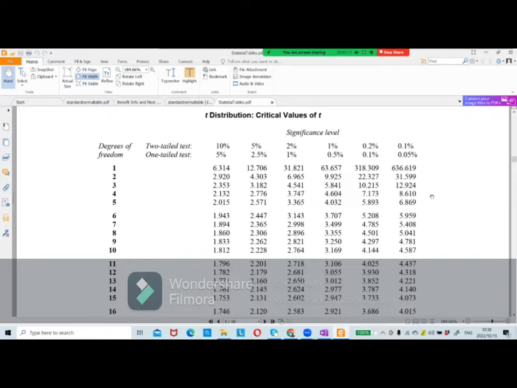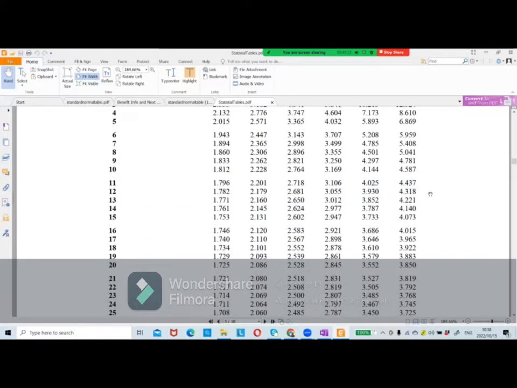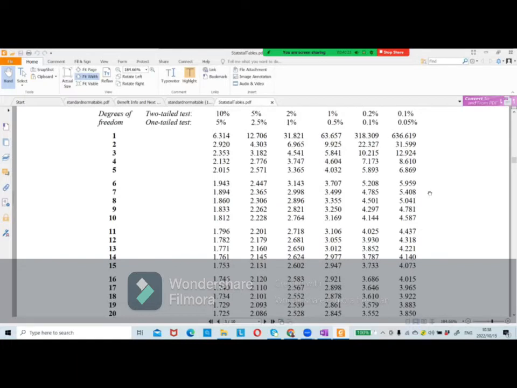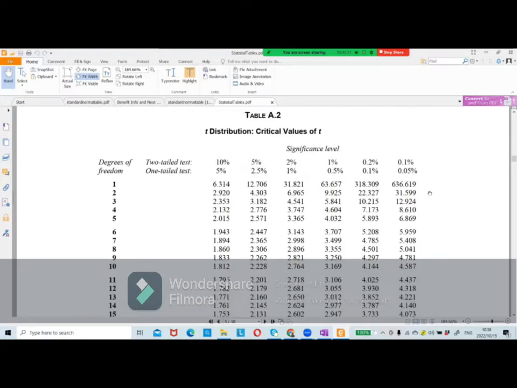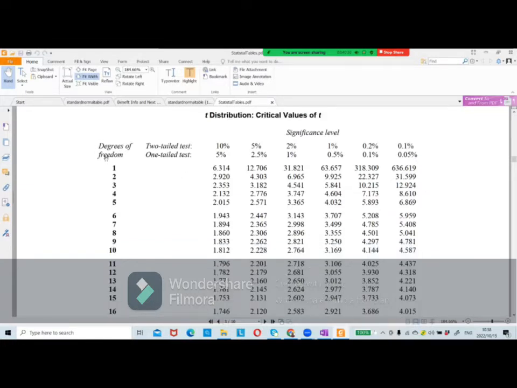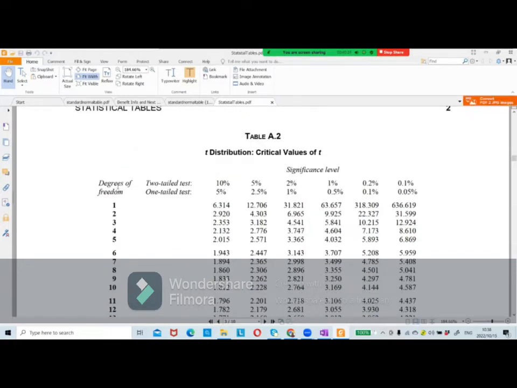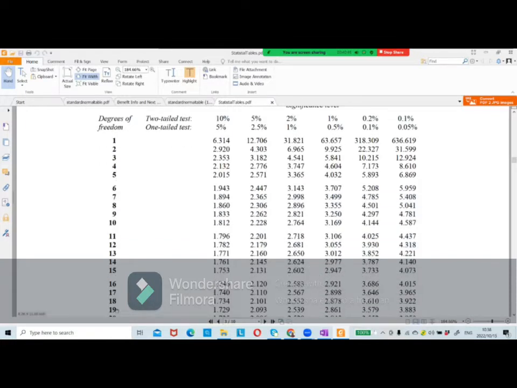So what are we looking for there? We're looking for 19. Look at the degrees of freedom. Look at this side. You can see what they write here: degrees of freedom. What number is our degree of freedom? 19. Go to 19.